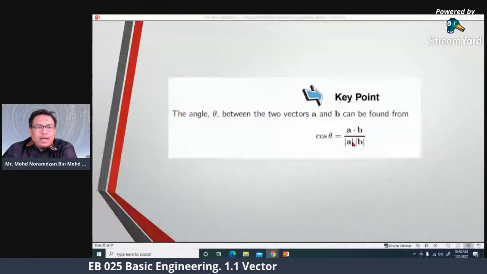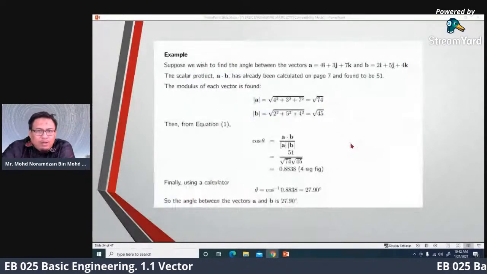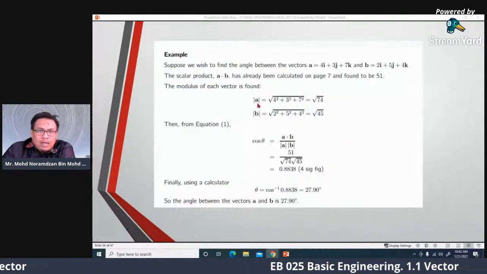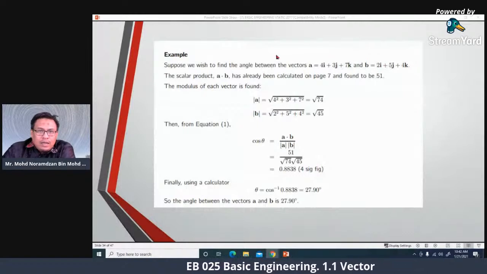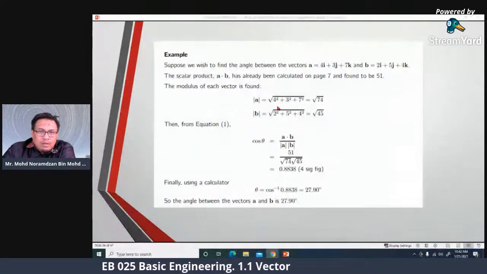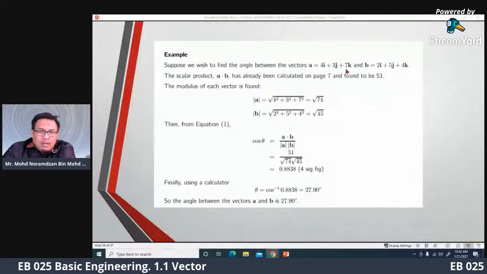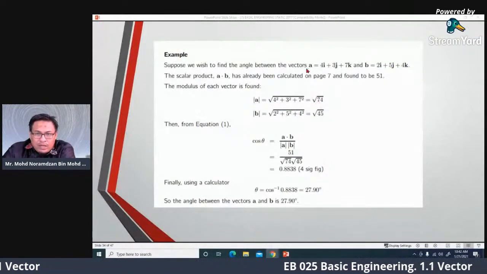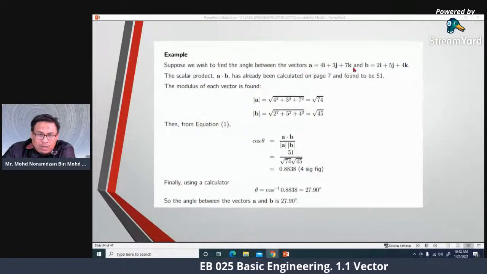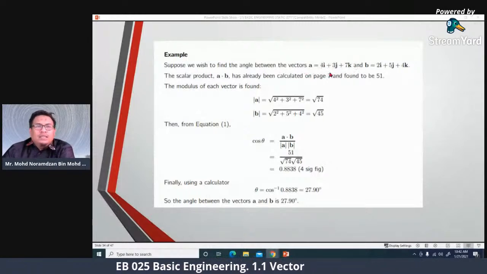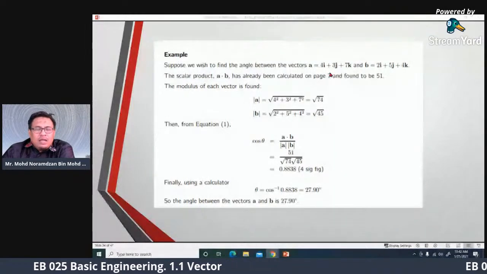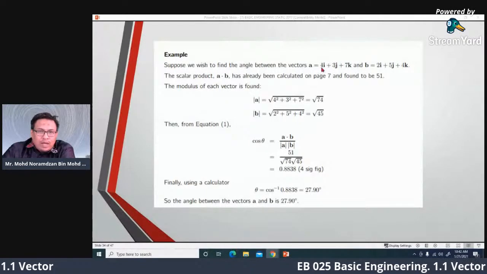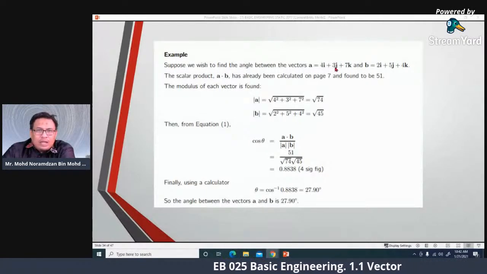If you want to find the angle, first we need to convert the coordinates to the magnitude. How do we convert the coordinates to magnitude? We take 4 squared plus 3 squared plus 7 squared.